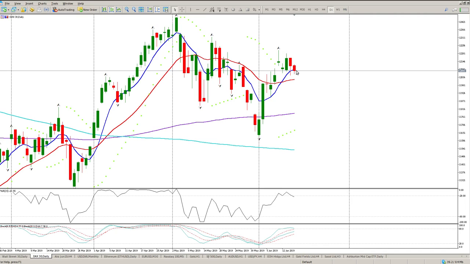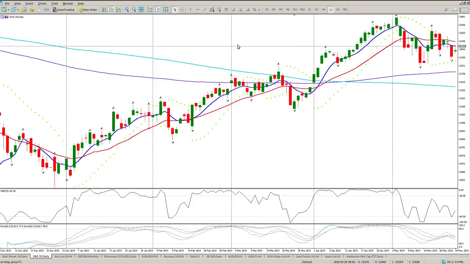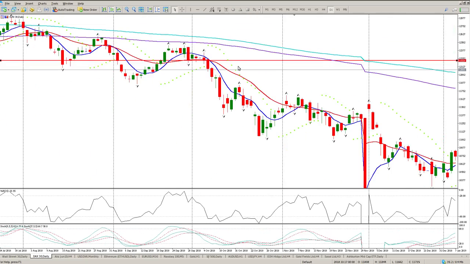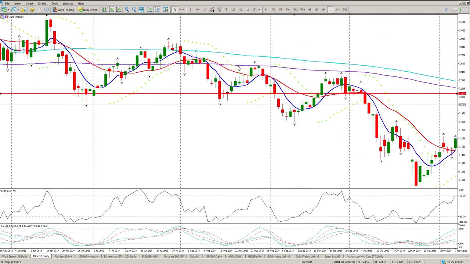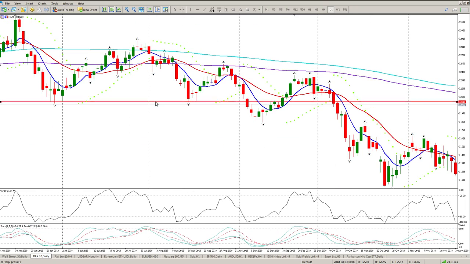We have a continuation bar from this inside bar on the daily, and we've got the oscillator group to the upside. The only thing that really concerns me is that we don't really have a level here. I just want to put something in there that we're bouncing off. There's nothing significant at the moment.